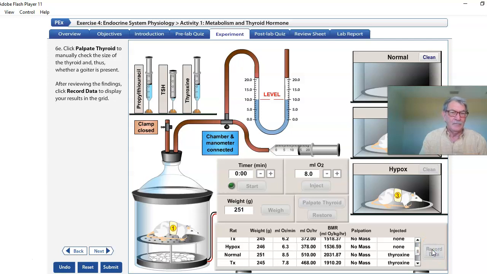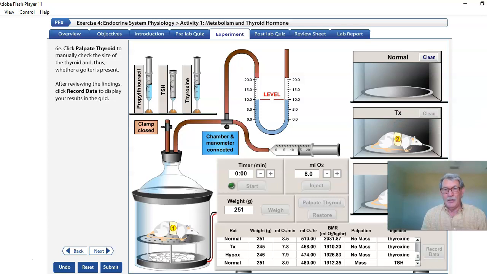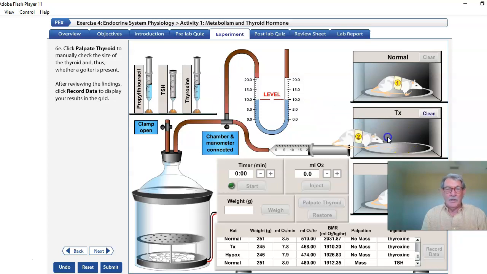Record data. Okay, did we get him on here? Down here? Yep, he's the first one that has a mass. Okay, so far it's not doing its auto thing for me, but we're moving along pretty fast now. Let's clean him out. Let's give a TSH shot to this rat. And then we're going to put him in there, and we're going to weigh him. And then we're going to close that. Start.